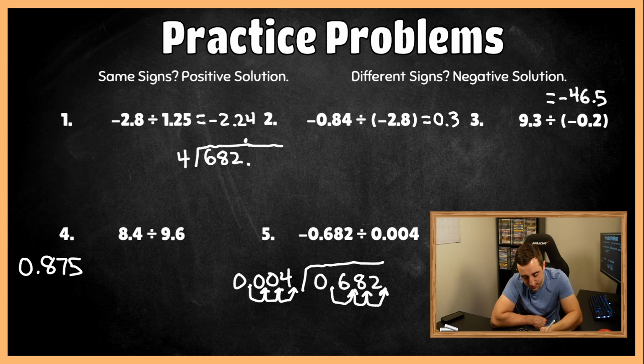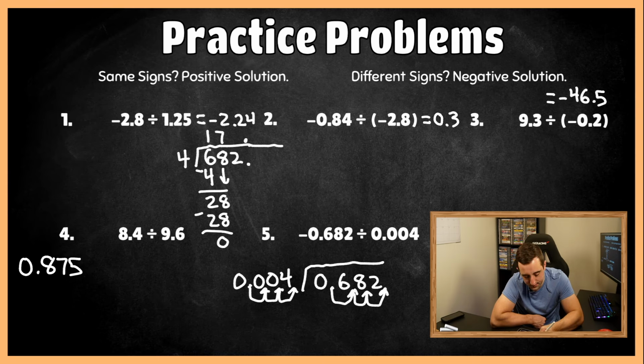So 4 fits into 6 once. 4 times 1 is 4. We subtract, we get a remainder of 2. 4 doesn't fit into 2, so bring down an 8. 4 fits into 28 perfectly 7 times. 7 times 4 is 28. We subtract, we get a remainder of 0.